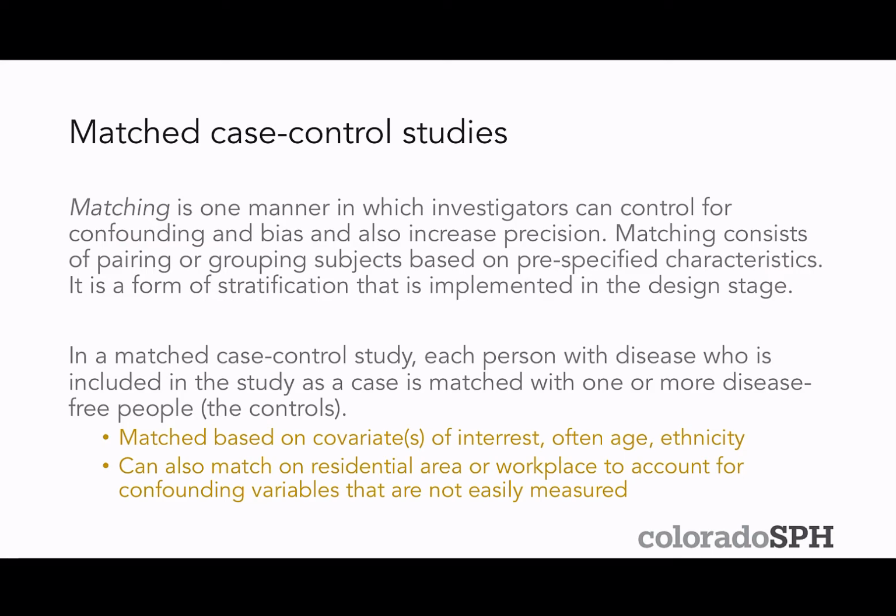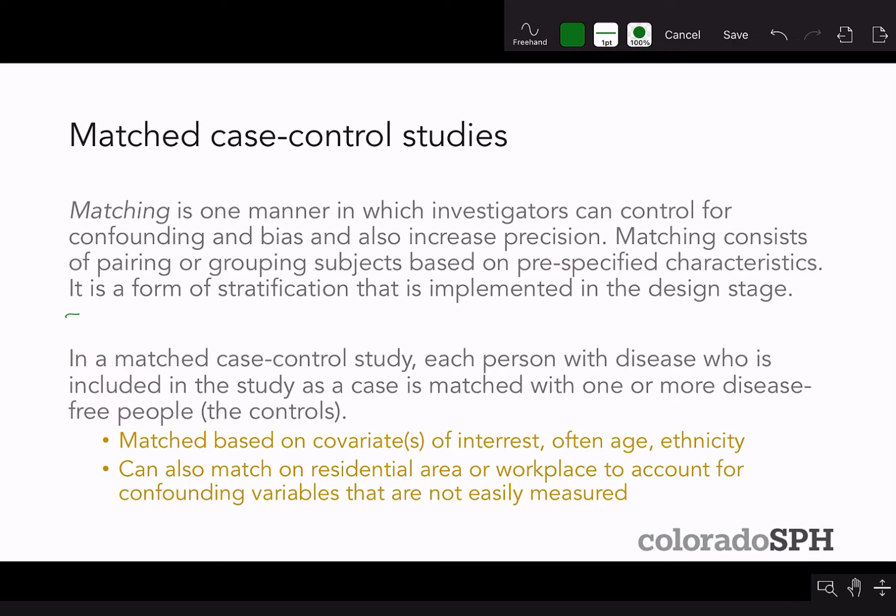So matching is one manner in which investigators can control for confounding and bias and also increase precision in studies. Matching consists of pairing or grouping subjects based on pre-specified characteristics. It's also considered a form of stratification that is implemented in the design stage of an experiment. So in a matched case control study, each person with disease who is included in the study as a case is matched with one or more disease-free people who are the controls. And matching is done based on covariates of interest, often age or ethnicity.